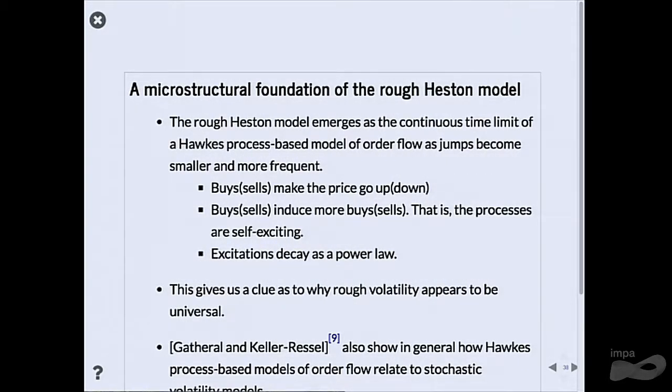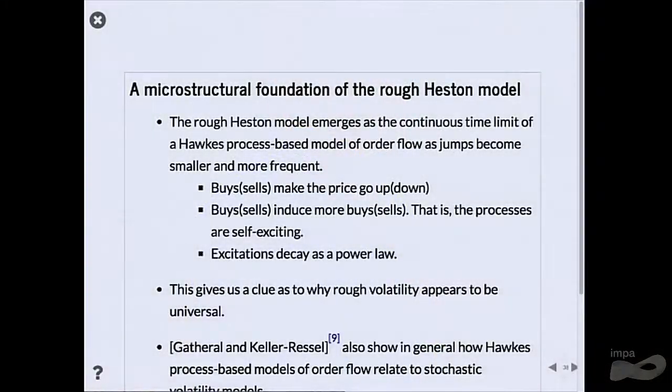Now a little bit about the microstructure foundation of the Rough-Heston model. The Rough-Heston model emerges as the continuous limit of a Hawkes process-based model of order flow as jumps become smaller and more frequent. I mean, we had a conversation over coffee. Essentially, if you scale the jumps by square root of epsilon, and you scale the arrival rate of the jumps as 1 over epsilon, and you take the limit epsilon goes to 0, if you're not careful in that limit, as I said before, you will get Brownian motion with constant volatility. But in the very precise case where the Hawkes process is nearly unstable, the limit of this is Rough-Heston if you have a power law kernel in the Hawkes process.